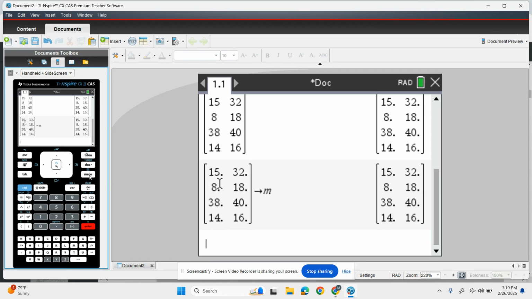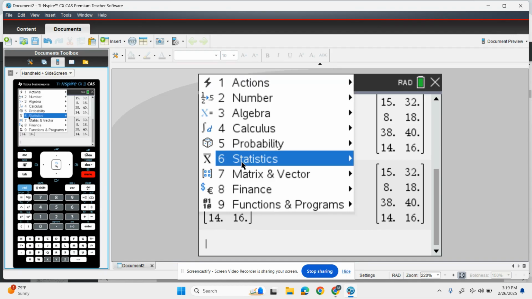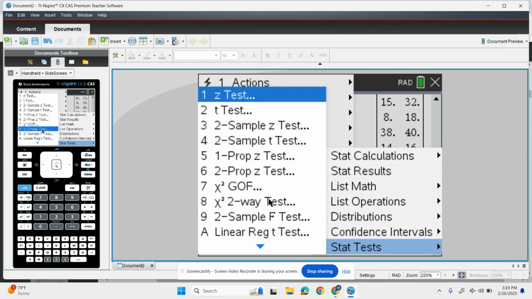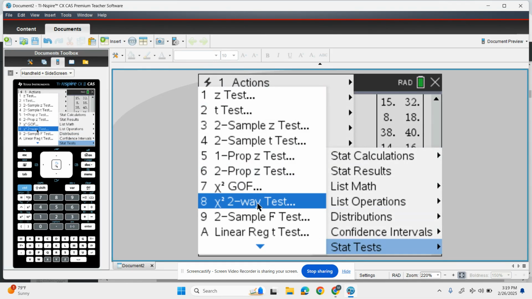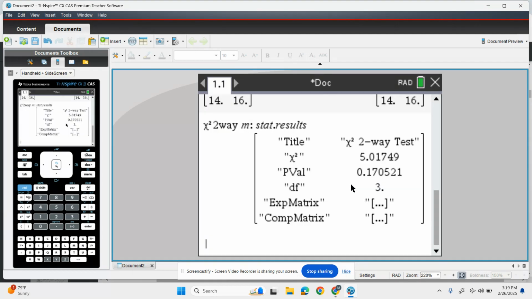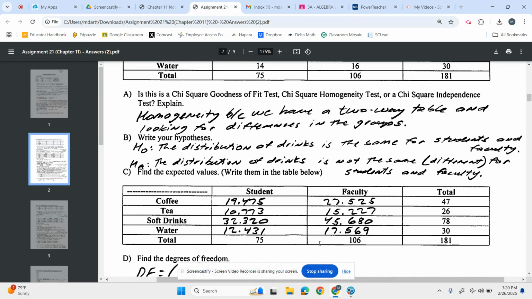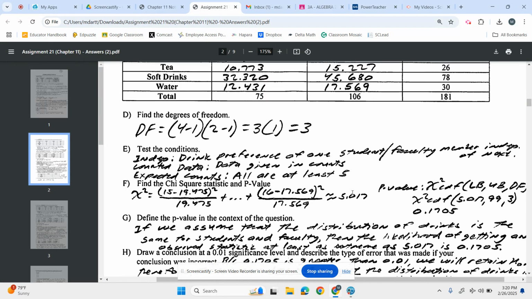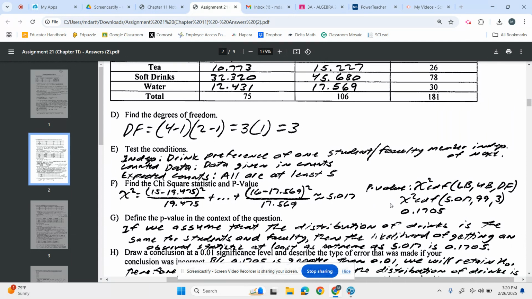So I'm going to do menu, statistics, test, and now we're going to do the two-way table. We do this for both homogeneity and independence. And now notice I'm picking a matrix, and it's the observed matrix, which I just called M. And when I do this, I get my chi-squared statistic and my p-value. If you go back over here, you'll see that's what I had for my chi-squared statistic and my p-value, but you do have to show your work.